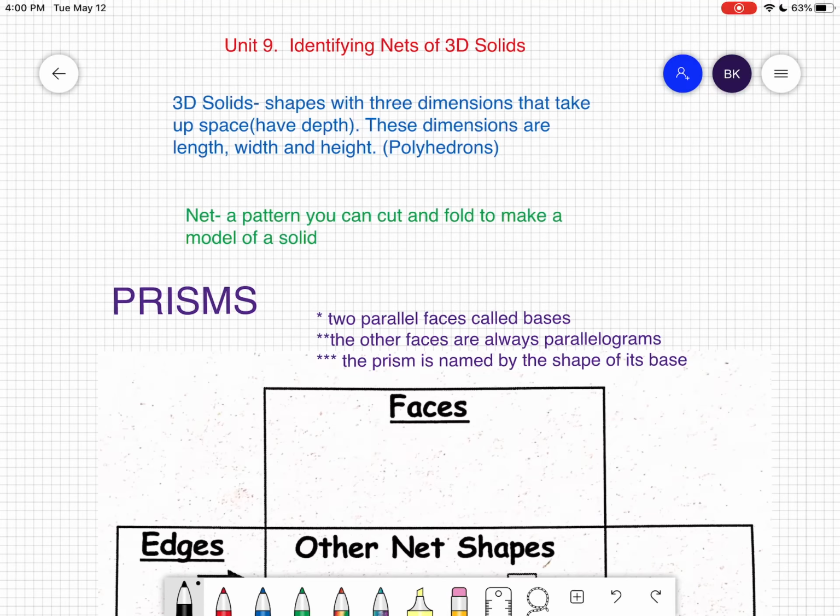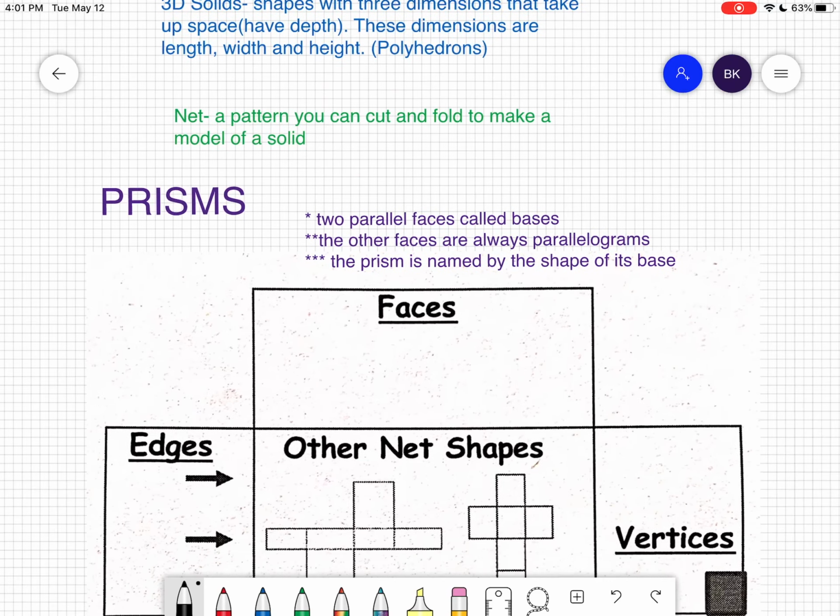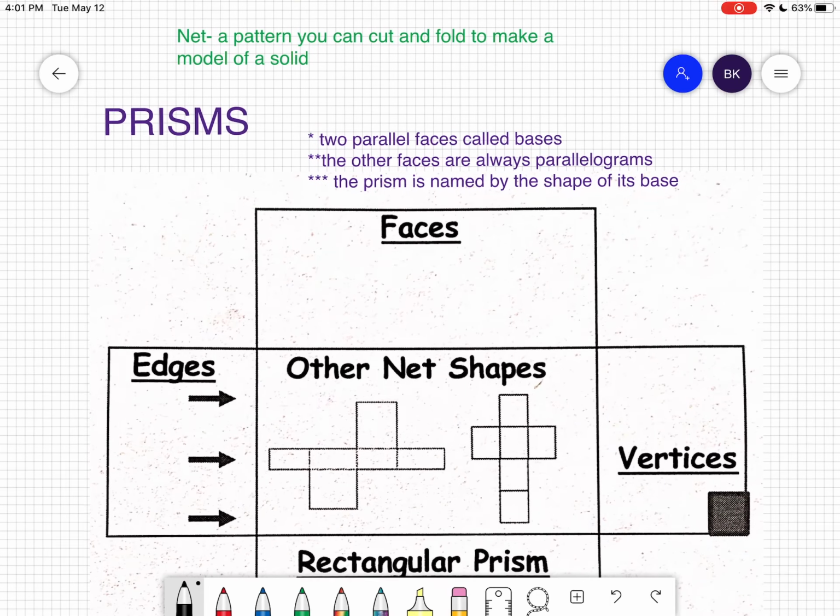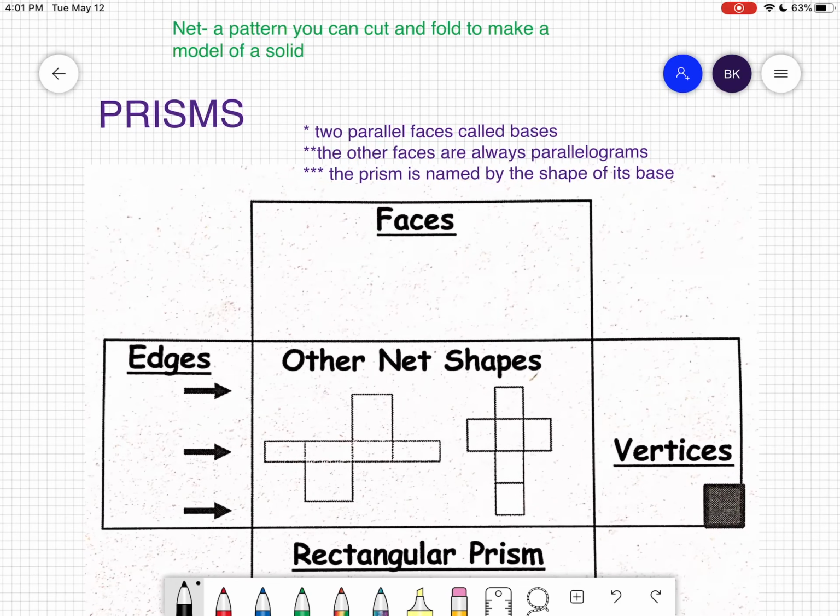And the net is a pattern you can cut and fold to make a model of a solid. Think of it as a flattened 3D shape, okay? You can just put together. So the first types of solids we're gonna look at are prisms. And there are a few characteristics of prisms that I need you to remember. Prisms have 2 parallel faces called bases. The other faces are always parallelograms, and the prism is named by the shape of its base.